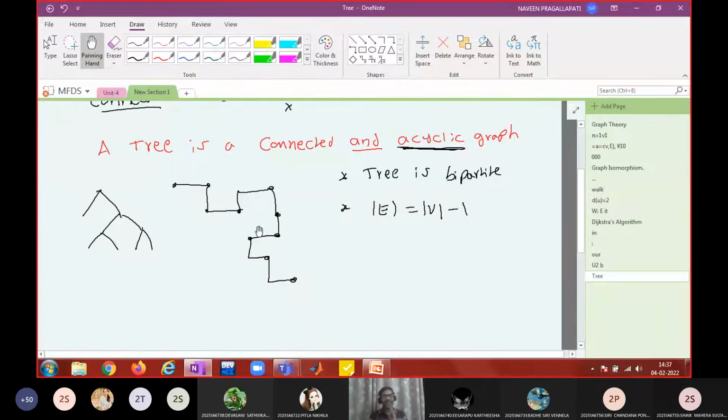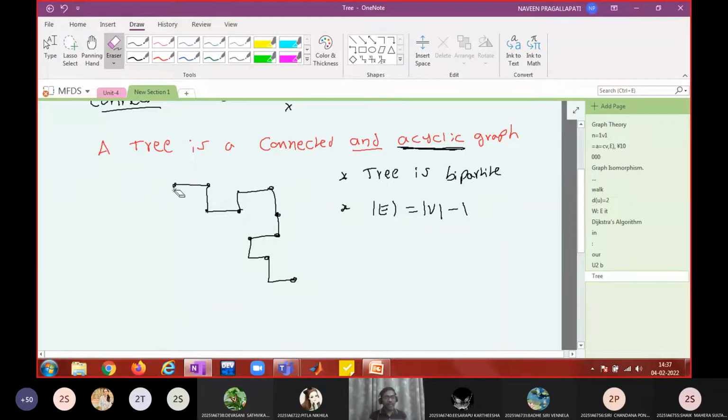That means what is the length of the cycle? 0. No cycle means there is no length also. So this will not be bipartite only if it is having an odd cycle. Will it have an odd cycle? No, sir. There is no question of talking about cycle. Therefore, there is no question of talking about odd cycle also. So because there is no odd cycle, it is going to be bipartite. Is it clear? Yes, sir. Thank you.